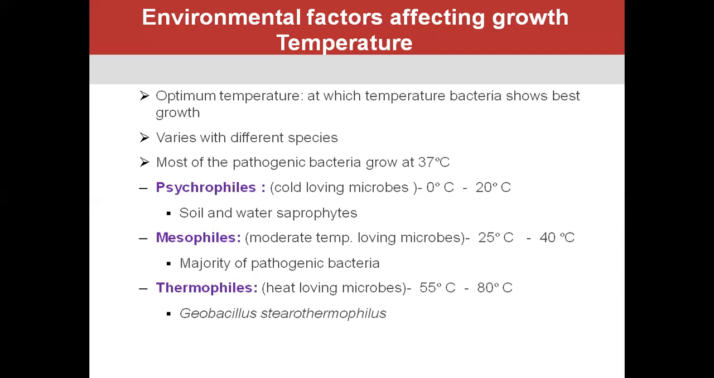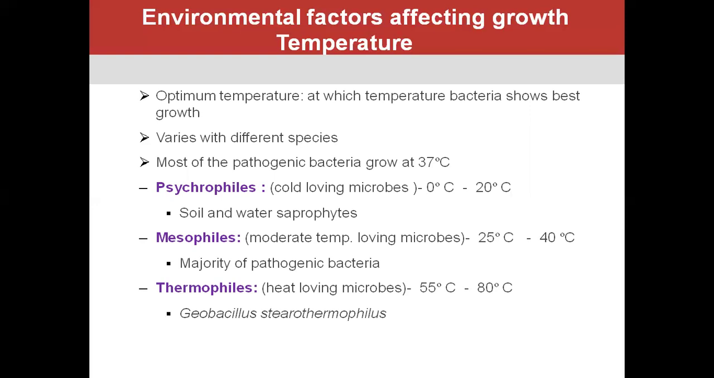This optimum temperature varies with different species. Different bacteria have different optimum temperatures, but most of the pathogenic bacteria, or most of the disease causing bacteria, grow best at a temperature of 37 degrees centigrade, which is also the normal temperature of the human body.